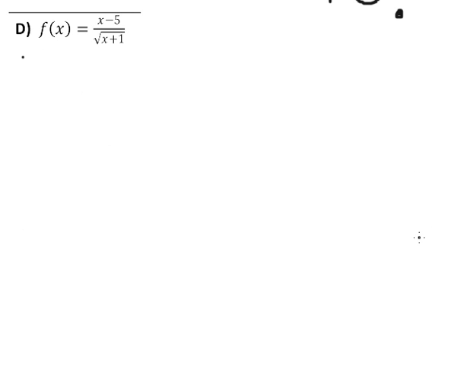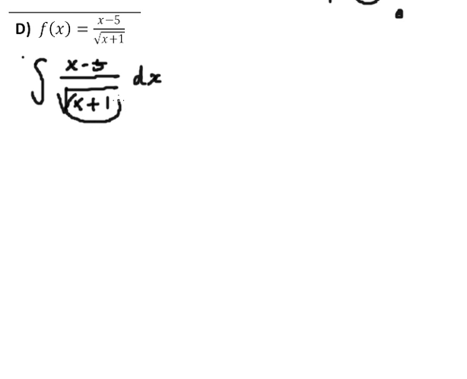Okay, let's look at D. Here we're integrating (x minus 5) divided by the square root of x plus 1, dx. So this is our inner function. It's underneath the square root, and this inner function is a linear function in x. X only appears to the exponent 1. Alright, so this is the second type of u substitution.